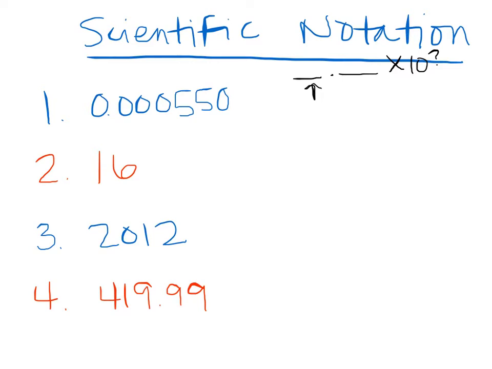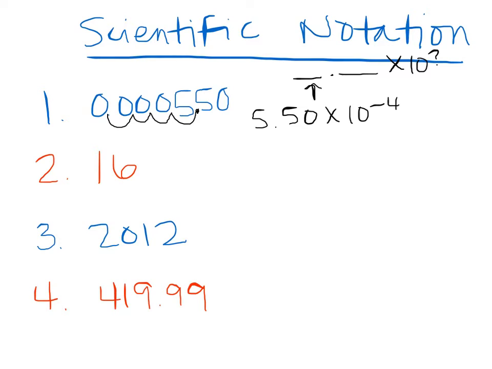So the first way that we do this is we look at this number, and I'm looking for the first non-zero digit number. So 5 is obviously not 0, it's the first one we've encountered, so we're going to put the decimal here. So I need to count over how many places I move the decimal. 1, 2, 3, 4. So the answer here is going to be 5.50 times 10 to the negative fourth.